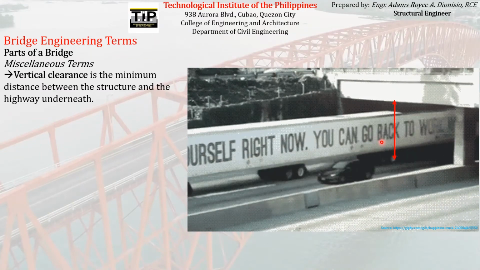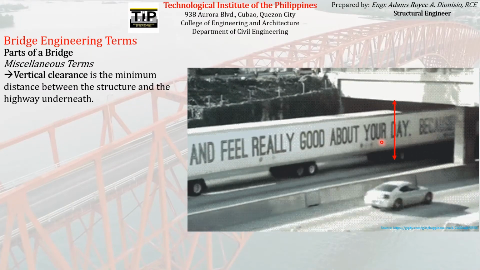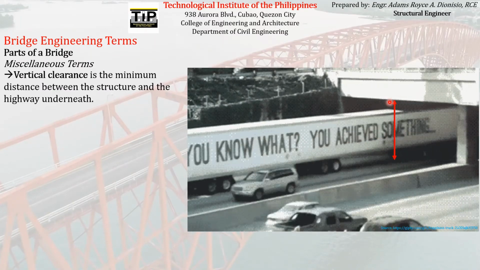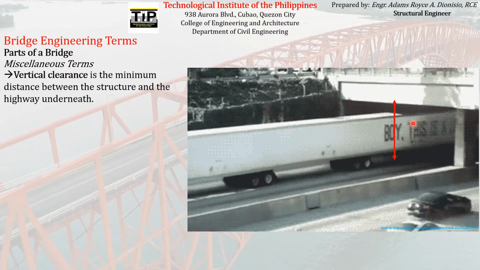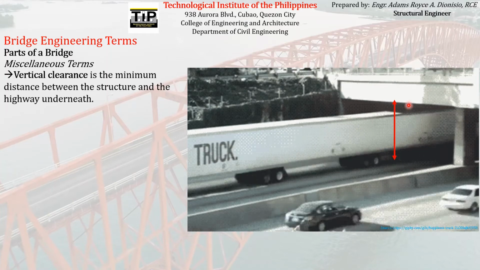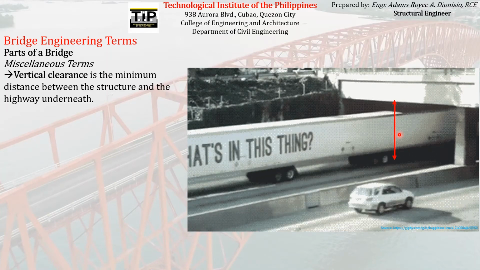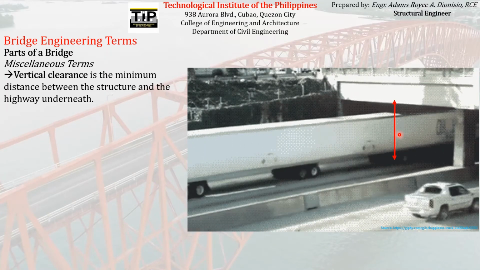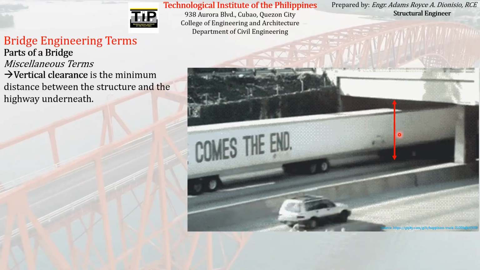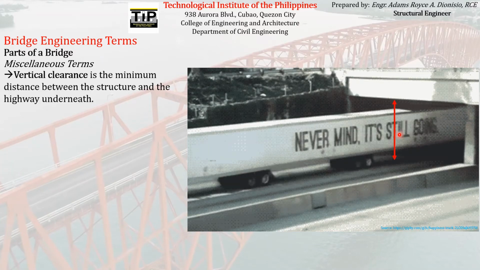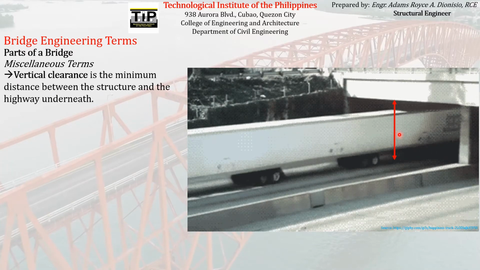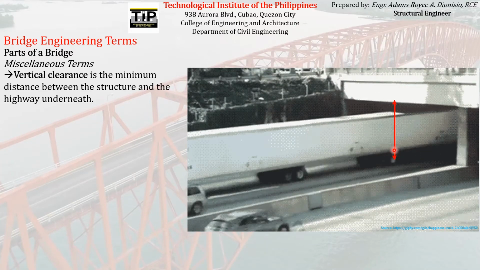So usually you can see vertical clearances on structures such as this or in tunnels. Whenever you traverse a tunnel, you can also find this. And any roads or highways that have a vertical limitation, we usually provide a vertical clearance.